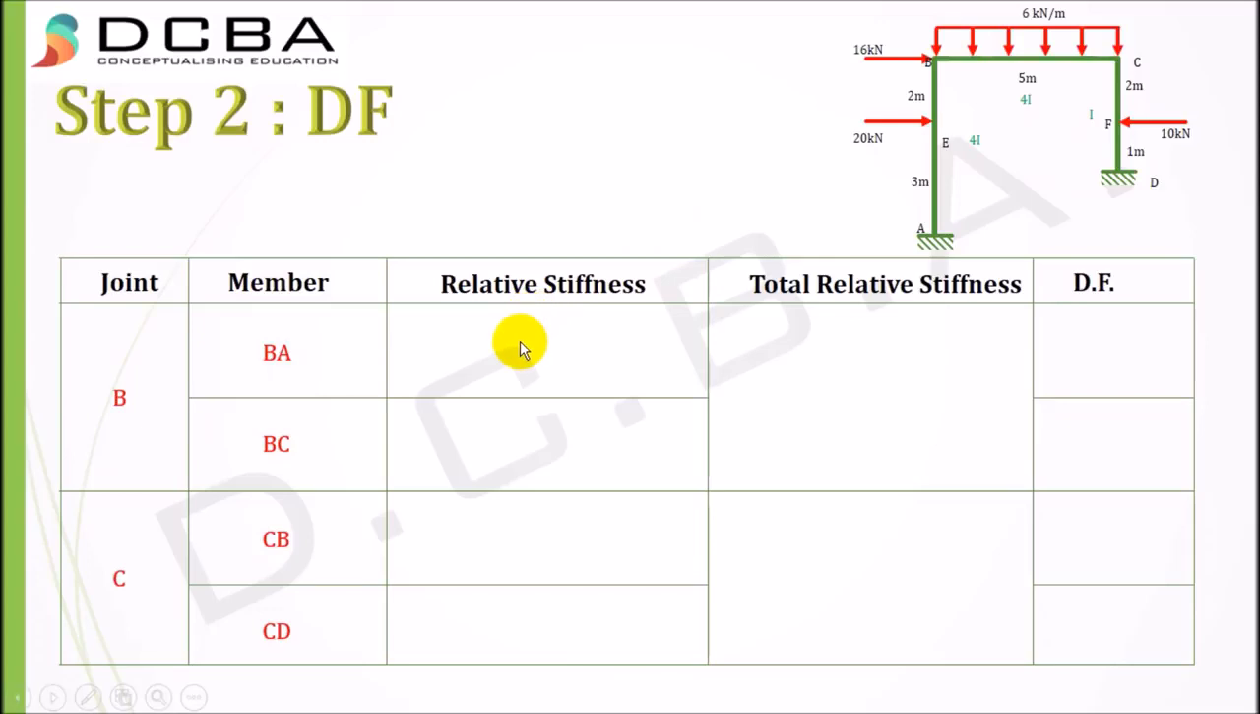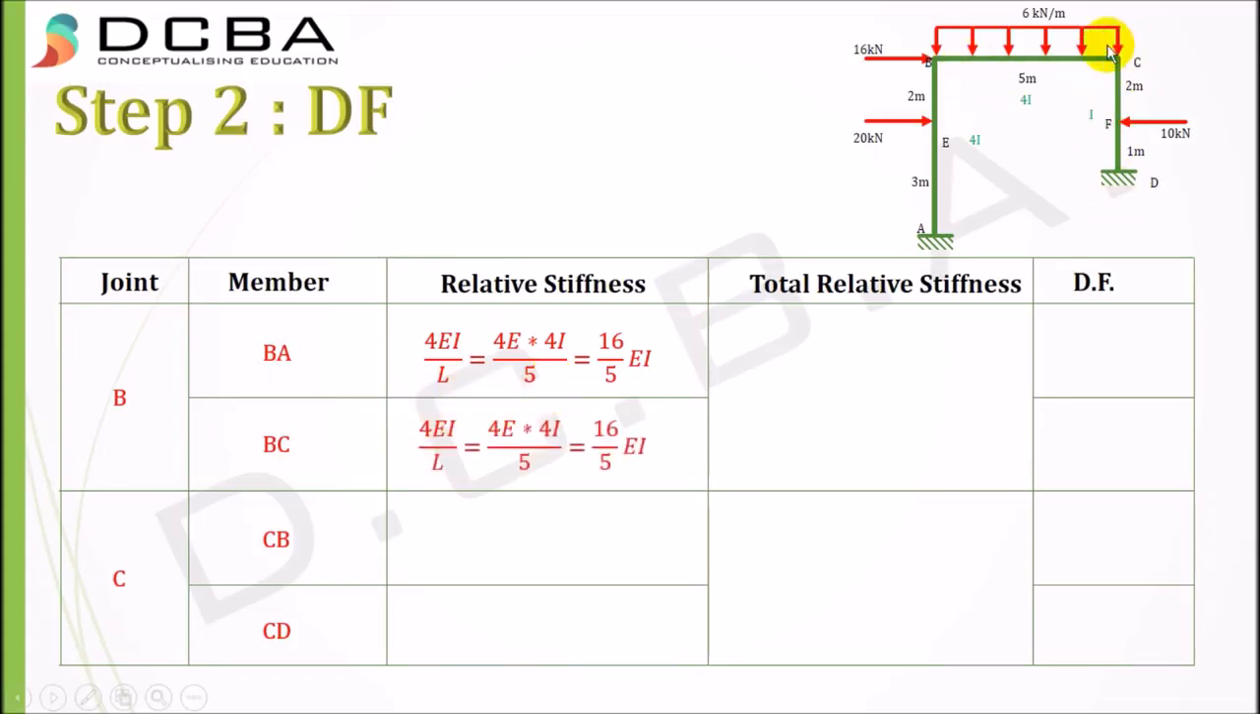The relative stiffness for BA: since the far end, that is the end A, is a fixed joint, it has to be 4EI by L. If it was a hinge joint, then it would have been 3EI by L. So 4EI by L comes out to be 16 by 5 EI.